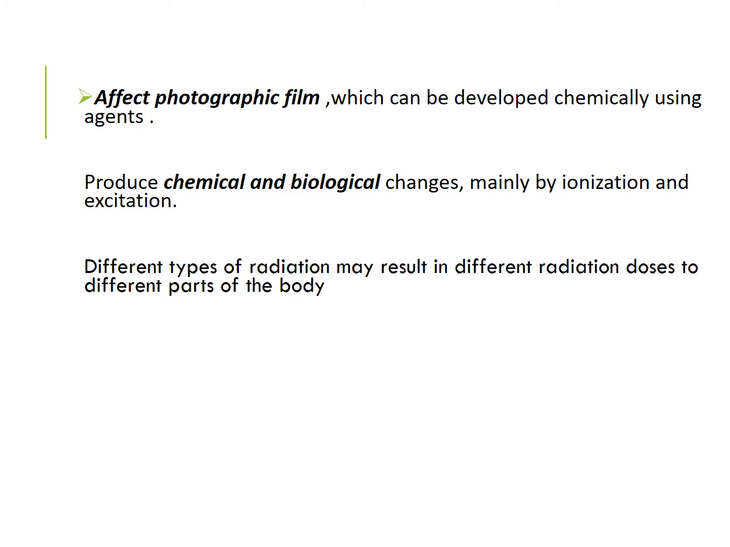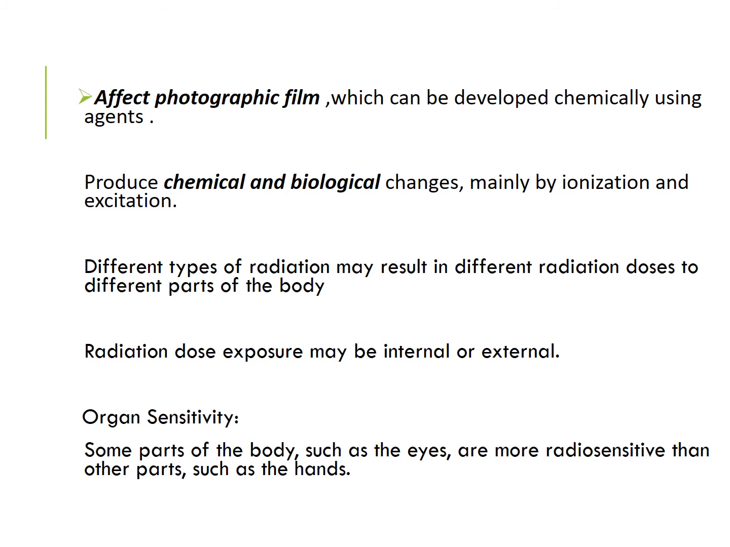X-rays can also result in different radiation doses to different parts of the body. Radiation dose exposure can affect internally and also externally. Some parts of our body are very sensitive to X-rays, especially the eyes, the orbits, and the gonads, that is the reproductive organs. They are very sensitive to radiations like X-rays and gamma rays. So we have to always be very careful and take the necessary radiation protection from X-rays when we are going for a radiation exposure.